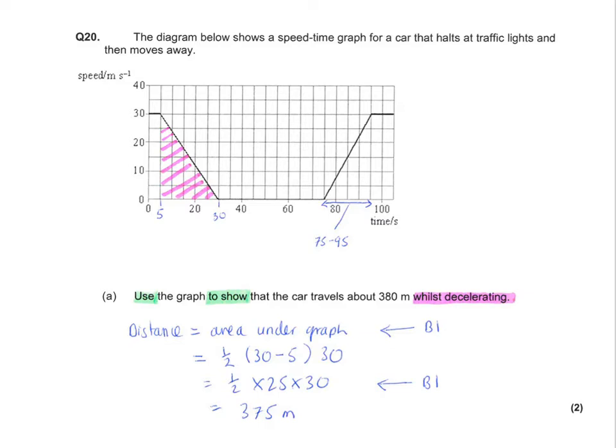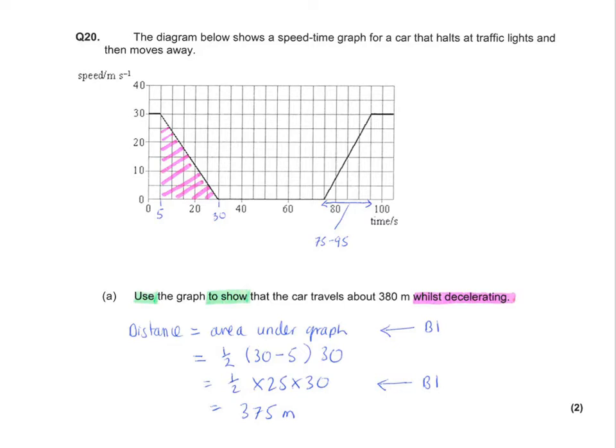You are asked to use the graph to show that the car travels about 380 metres whilst decelerating. So that corresponds to this section of the graph. Now, you have to be aware that the question is asking you to use the graph. It's also using the phrase "to show". That should make you aware that the examiner is likely to expect to see your method. And you may lose marks even for a perfect final answer if you don't do that.